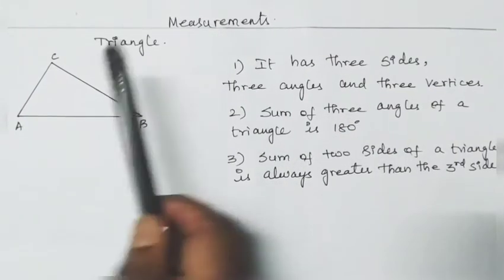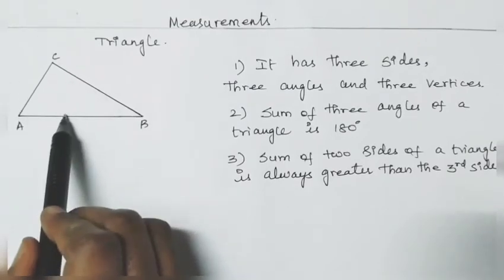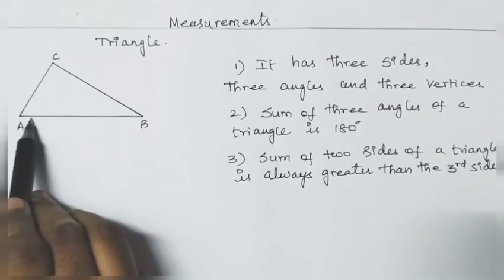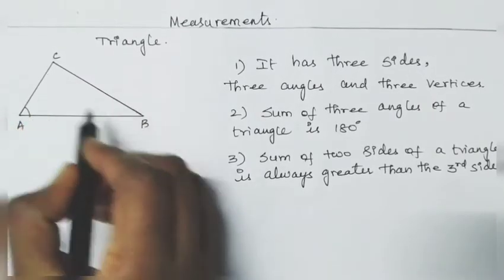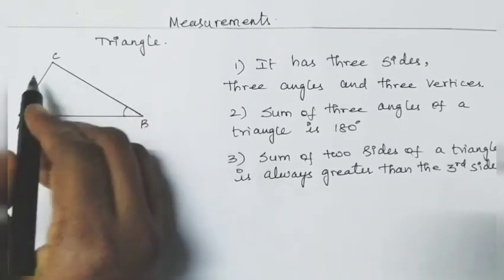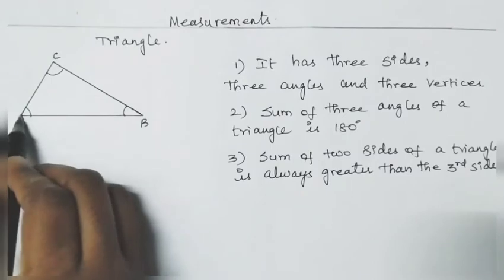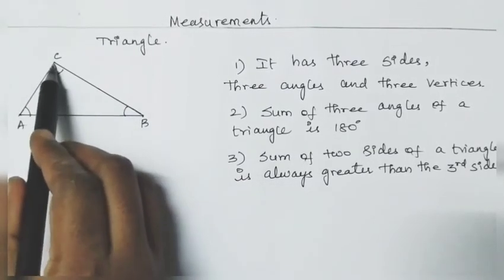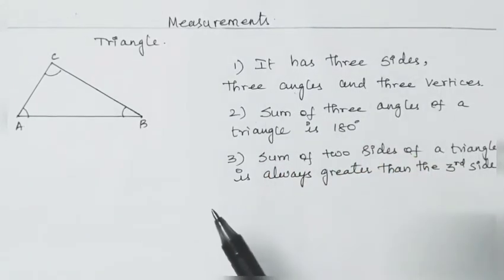Now we'll see about triangle. A triangle is a three-sided polygon. It has 3 sides, AB, BC and CA. It has 3 sides and 3 angles, angle A, angle B and angle C. And 3 vertices, vertex A, vertex B and vertex C. So it has 3 sides, 3 angles and 3 vertices.